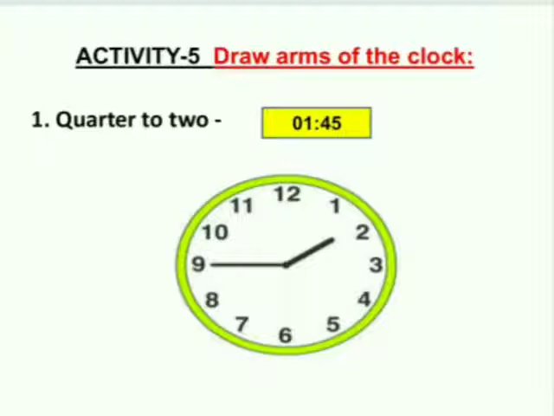Children, you can see here in the yellow box that time is shown digitally. The numbers on the left side of the 2 dots show hours and the numbers on the right side of the 2 dots show minutes. Therefore, we can read the time here as 1 o'clock 45 minutes.